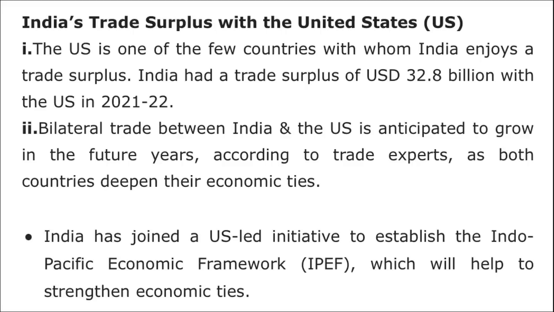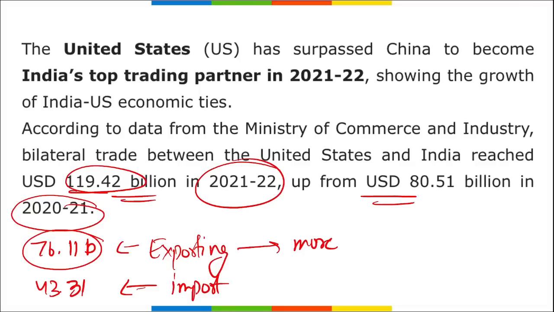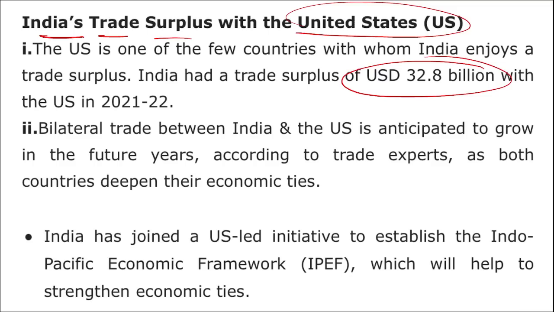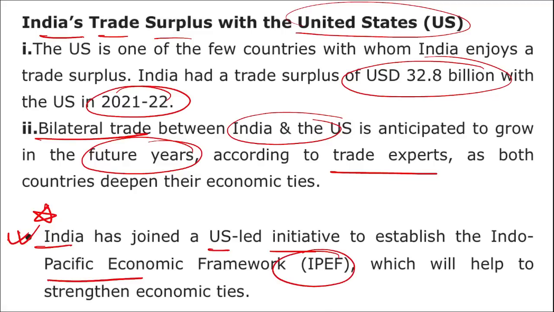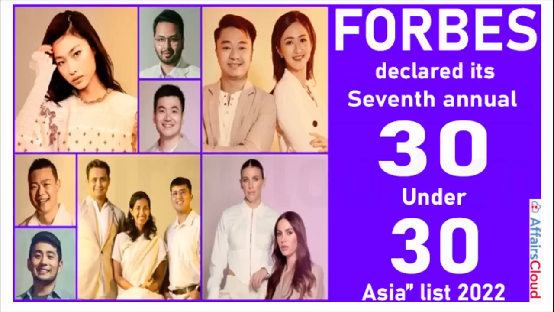Next. Here also you can see India's trade surplus with the US, and it was $32.8 billion. If you subtract them, that roughly accounts to around $32.8 billion for the US for the fiscal year 21-22. Alright, the bilateral trade between India and the US is anticipated to grow in the coming years according to trade experts from both countries. Also, this is an important line you should remember that India has recently joined the US-led initiative to establish the Indo-Pacific Economic Framework, which will help strengthen the economic ties.